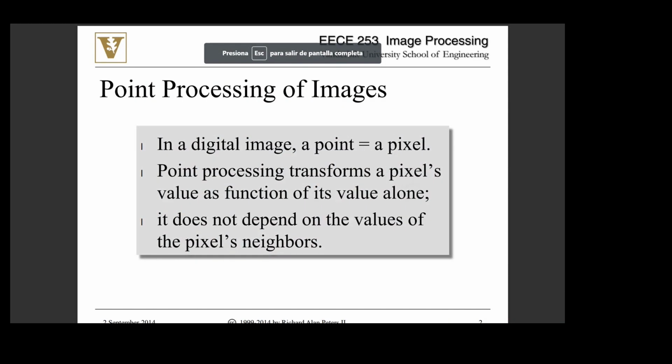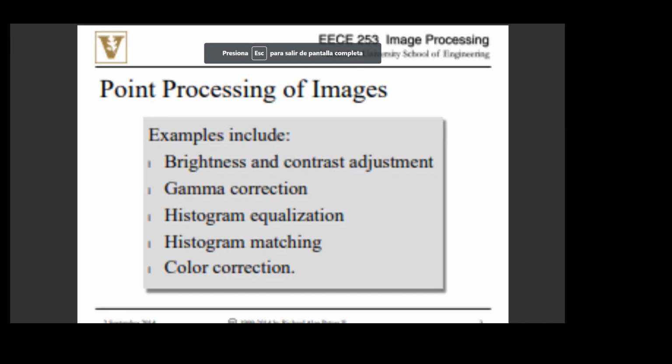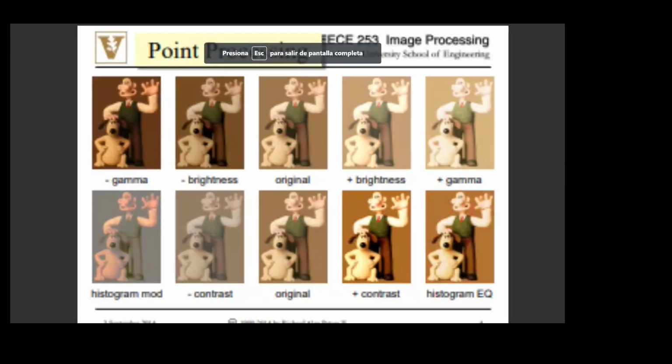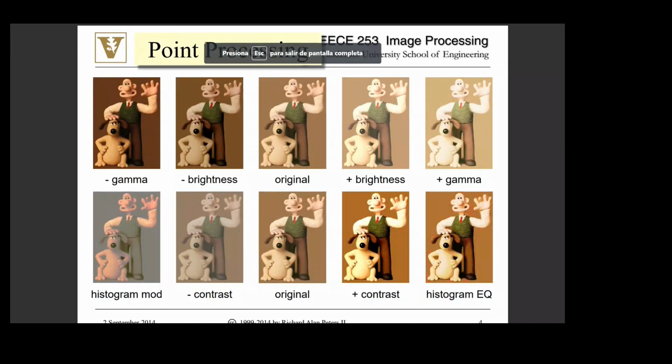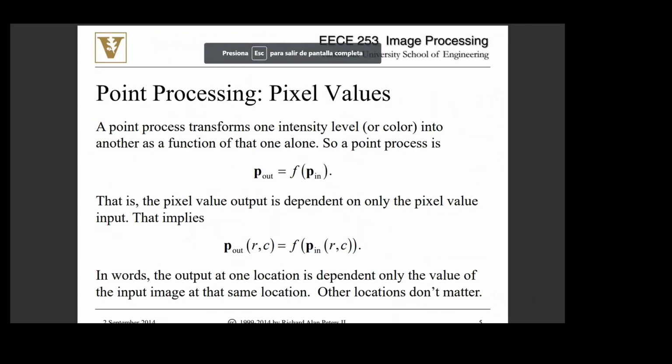Okay, so what do we have here? This is a kind of transformation that we will be able to do. So this is the original, and then we can increase brightness, increase contrast. We have multiple operations, and all of them respond to this structure, the one that I put on the whiteboard. So you have an input pixel, you transform it, and then you produce the output pixel at that location.